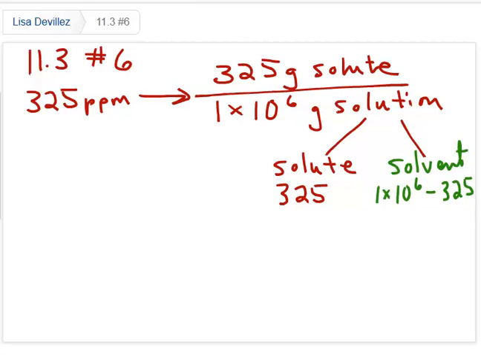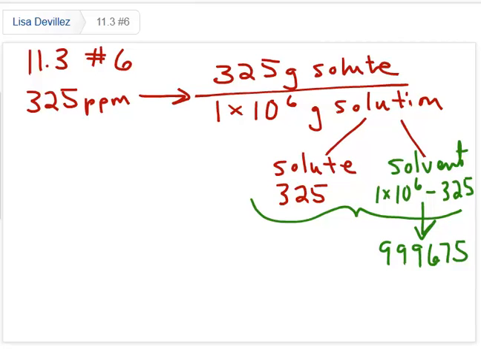So I can also take this information here and say, okay, for this solution that is 325 parts per million, that also means, let me get this to a number, that'll be a little easier. That is 999,675. Okay, so I can also use that to establish a ratio between the solute and the solvent. And why would I want to do that? Well, because I can do a factor label with this.